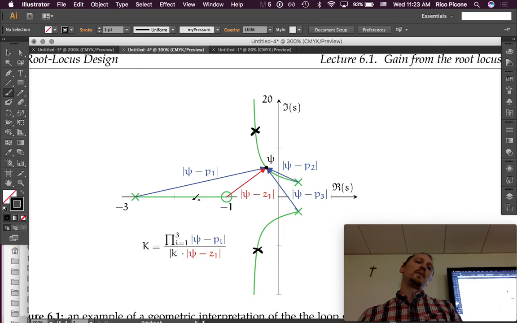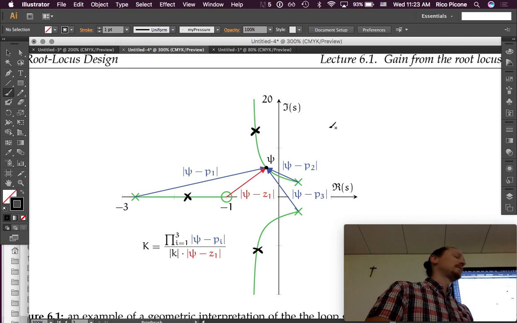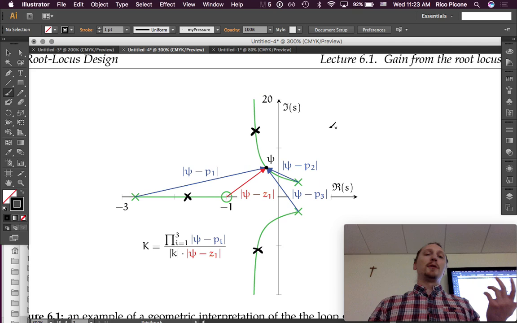Then one way you could estimate what the gain is, is to actually draw these vectors and find the lengths of them. So you just do it all graphically. So that's how to do it analytically/graphically, okay? There's that way.